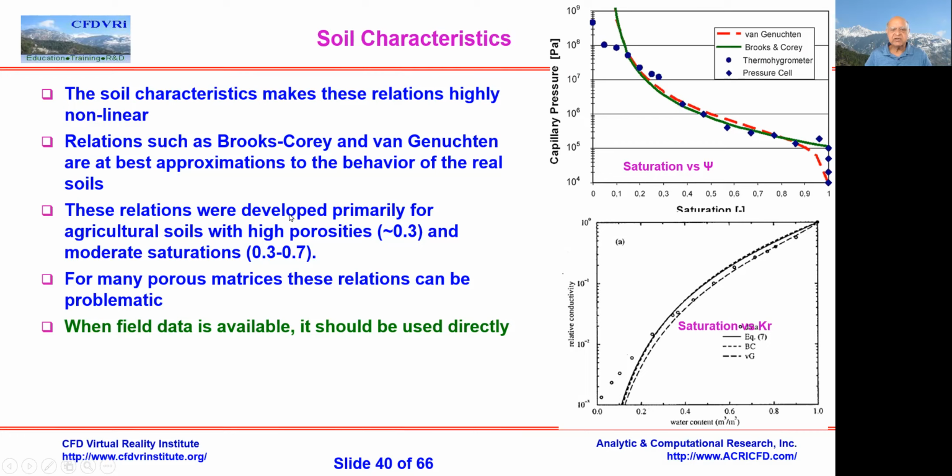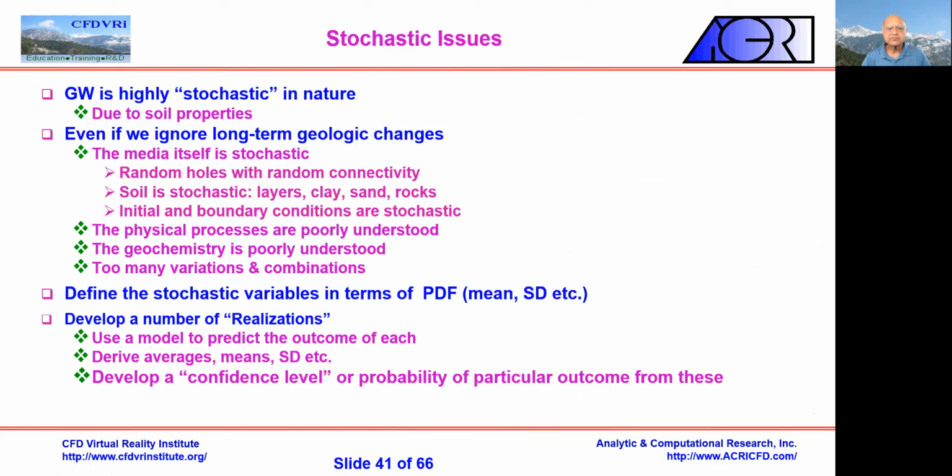So these relations were developed primarily for agricultural soils with high porosities and may have their own problems. So I typically tell people, if field data is available for your situation, use it directly. If not, then use one of these curves, Brooks-Corey, Van Genuchten, there are about 50 others. It's like turbulence. Like I said, when we don't know enough, we have many models.